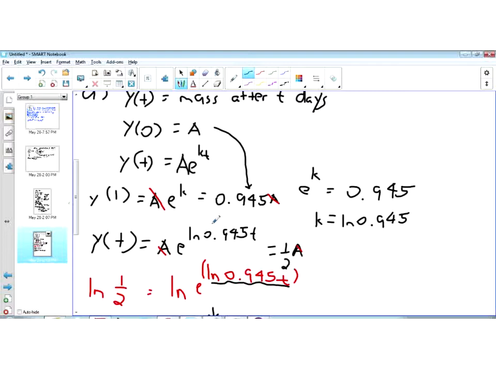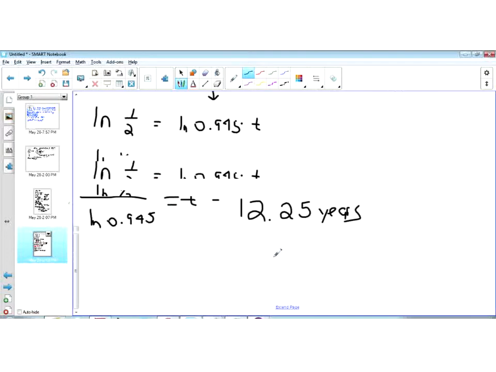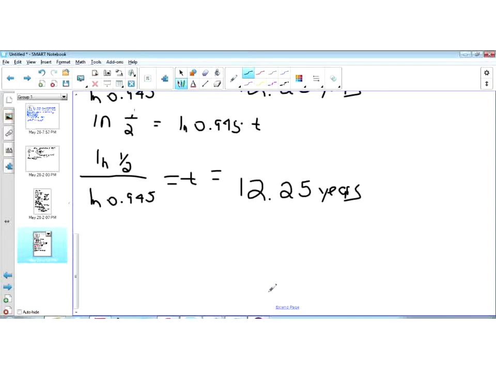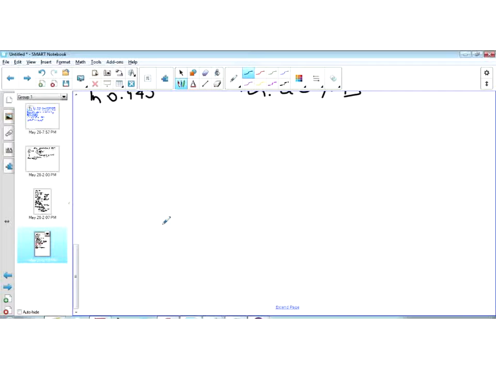The time it takes the initial mass to decay to 1/2 of the initial mass. So taking the natural logs of both sides, that'll work. Take the natural logs of both sides. All right, that was part A.